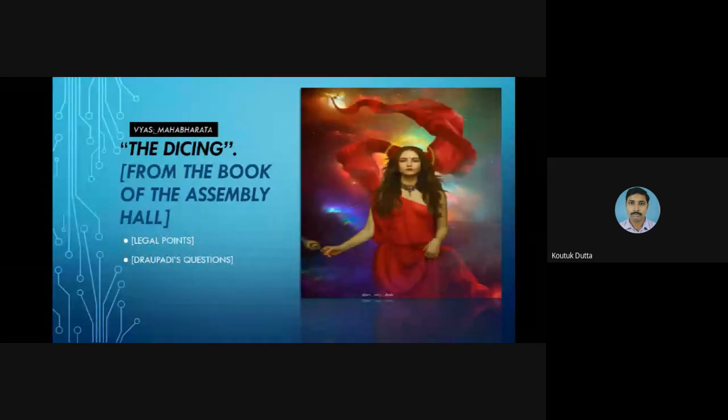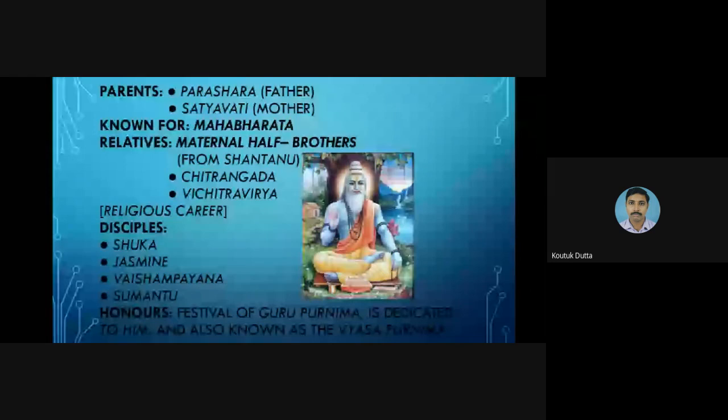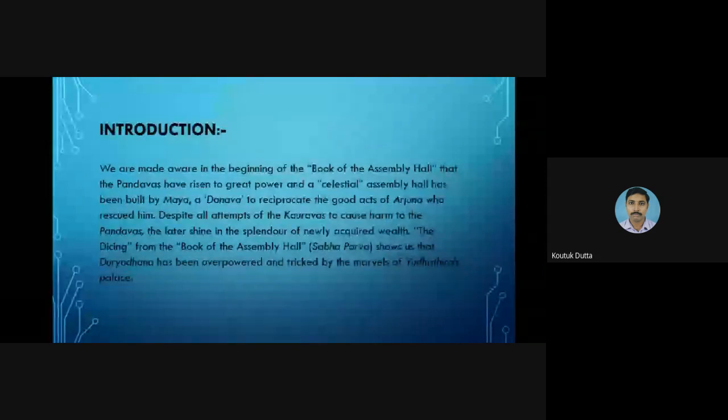Now, in The Dicing from the Book of the Assembly Hall by Krishna Vyas or Krishna Dvaipayana, better known as Vyas or Ved Vyas, the one who classified the Vedas, a central and revered sage portrayed as the author of the Mahabharata, also regarded by many Hindus as the compiler of a number of significant scriptures. In the book, Vyas mentioned the game of dice between the Kauravas and the Pandavas, two branches of the same tree. This is the first time that an actual conflict of succession takes place, in which two sides have staked their claim for which they are willing to fight to the finish.